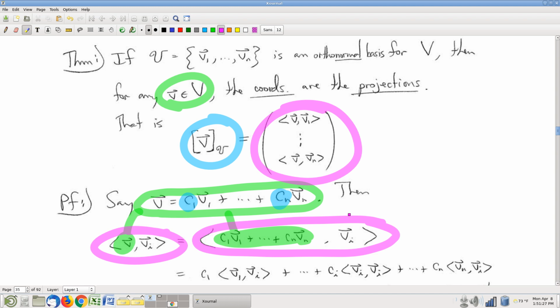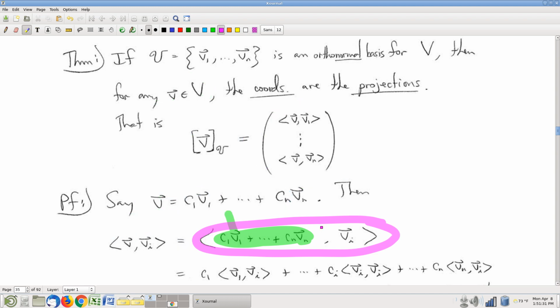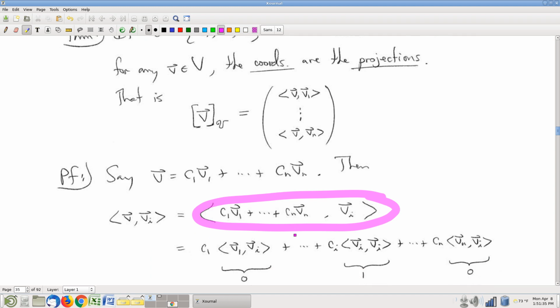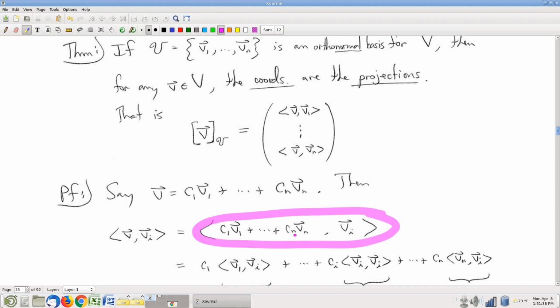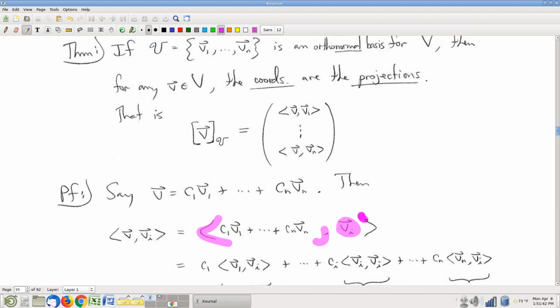And nice things happen. Don't forget that we know that we have an inner product, and inner products have the feature of being linear in each entry. So this is a linear transformation, and therefore linear combination on the inside, linear combination on the outside in the usual way. There's just linearity.